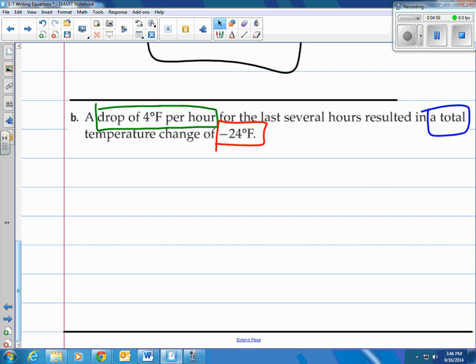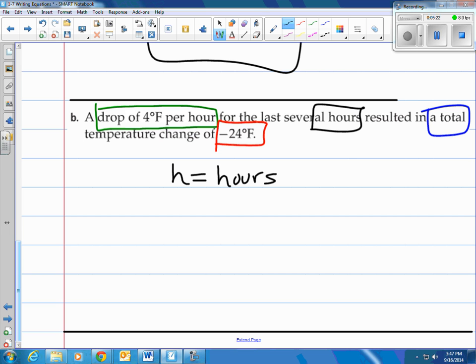All right, so if it's dropping negative 4 degrees per hour, we want to find out, and then it ends up at negative 24 degrees Fahrenheit. The typical question would be, well, how many hours is that? So the hours will be our unknown. So we'll give that the variable. How many hours is that? H will be the number of hours to reach that negative 24 degrees Fahrenheit.